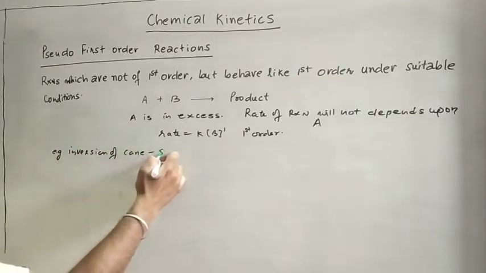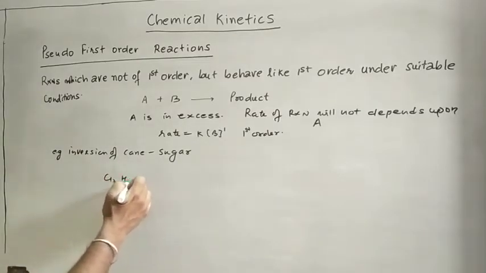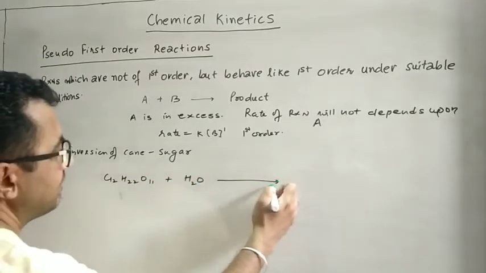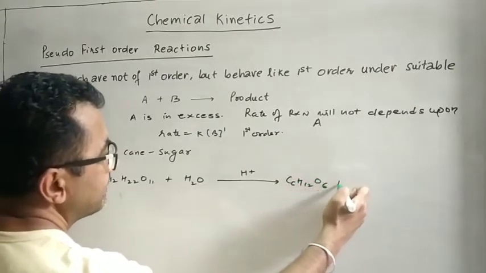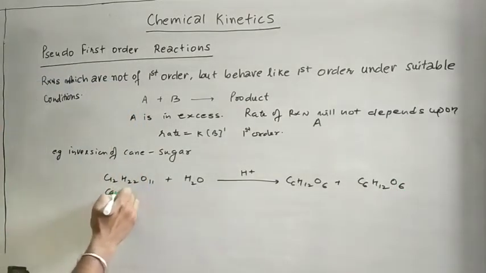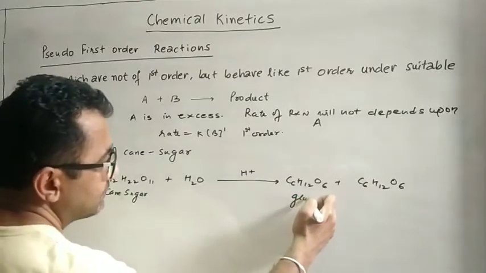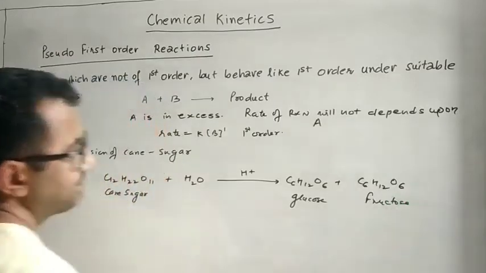Inversion of cane sugar. So cane sugar is C12H22O11. When you do the hydrolysis in the presence of acid, it will give you glucose and fructose. So this is cane sugar. This is glucose. This is fructose.